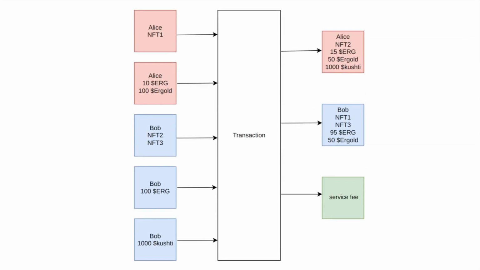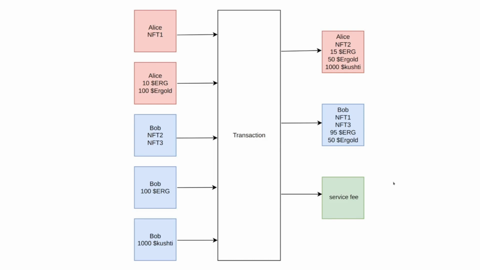The service builds a transaction that has inputs from both Alice and Bob. In this case, there are 2 inputs from Alice and 3 inputs for Bob. So this transaction basically swaps some tokens of Alice and Bob. For example, we can see that there's NFT1 here in Alice's input, but NFT1 is in Bob's output here. So they swapped NFT1, and besides that, they also swapped some other tokens, such as Ergo or other fungible tokens. There's also one more output, which is the service fee, a small fee paid by both participants.